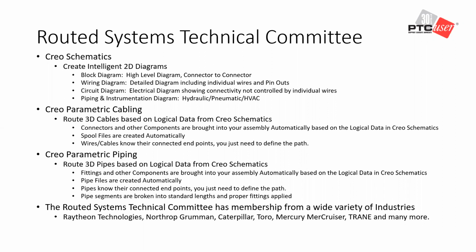So for cabling, that's all for the block wiring and circuit diagram. For the piping and instrumentation diagram, this data goes into Creo Parametric piping. And so with piping, pretty similar thing. You kind of know your start and end points.